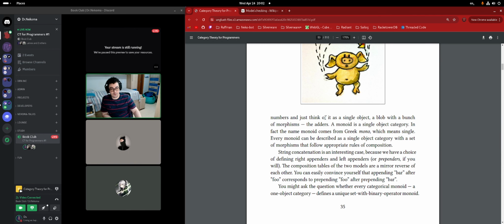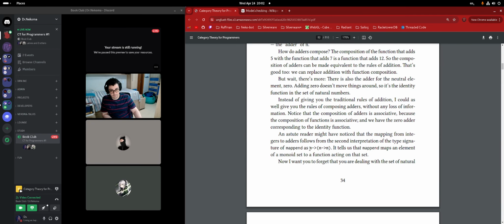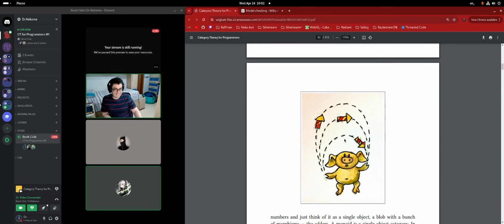And why? Because we are only handling M's. Right? So this is the M, and you have arrows. This image is good though. Yeah, just a pig juggling arrows. Very cute.